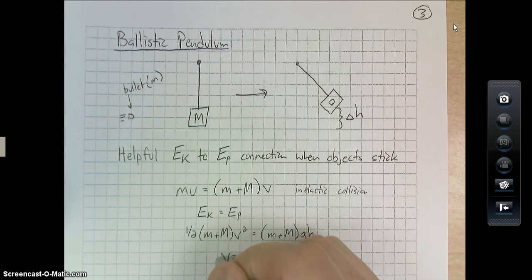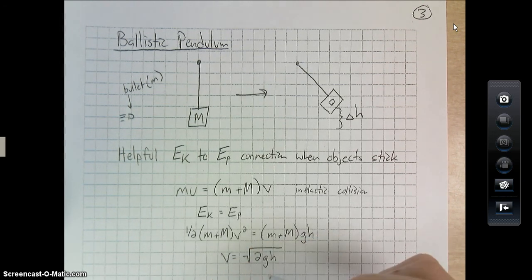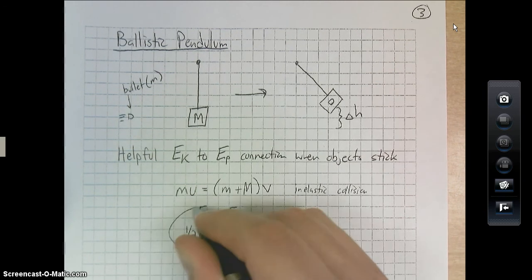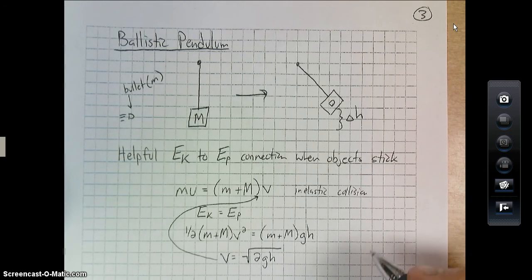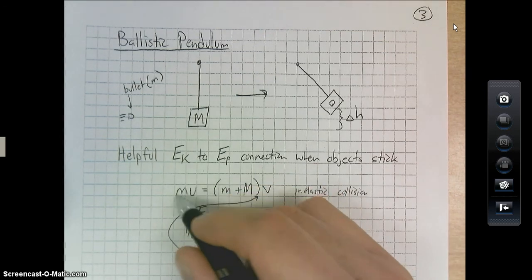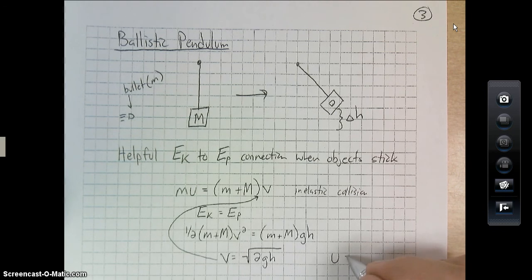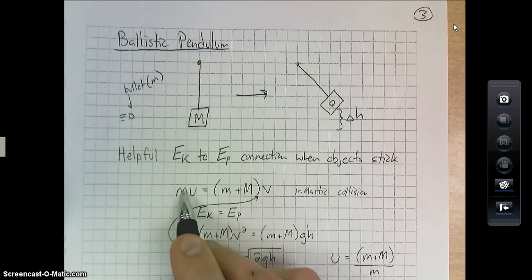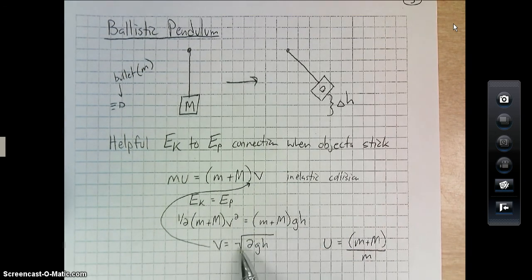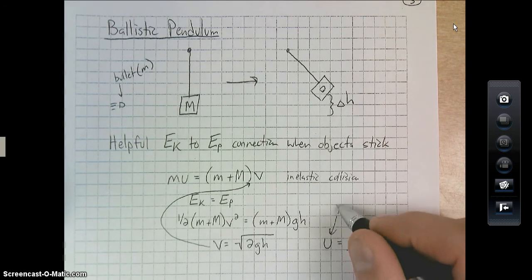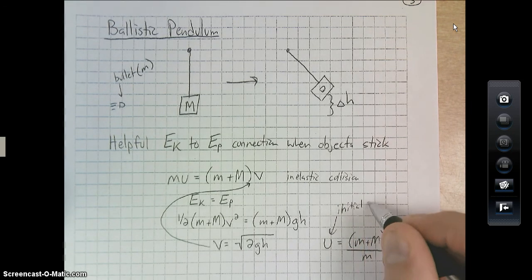square root of 2gh. So if I take this now and substitute it in for v here, this is a good way of finding the initial velocity. If I keep the u on one side and bring the m down to the other side, you're going to get (m plus big M) all over the little mass. I'm bringing this down, and then I can plug that velocity in, which is the square root of 2gh. And that can oftentimes be a good way to find the initial velocity of the bullet.